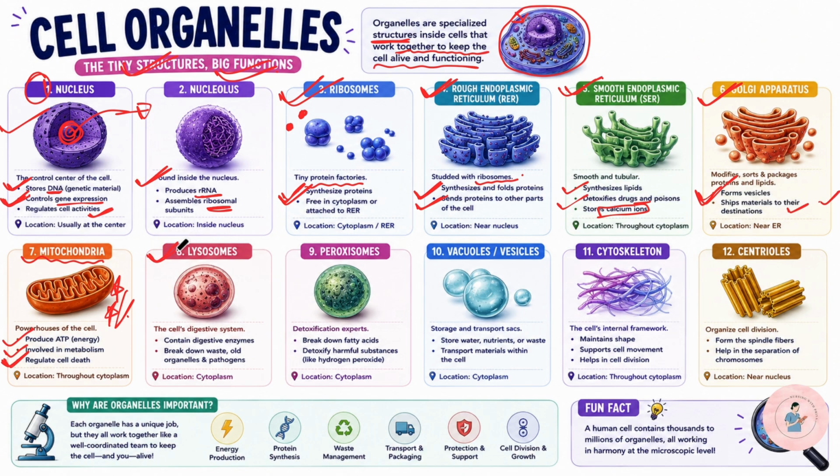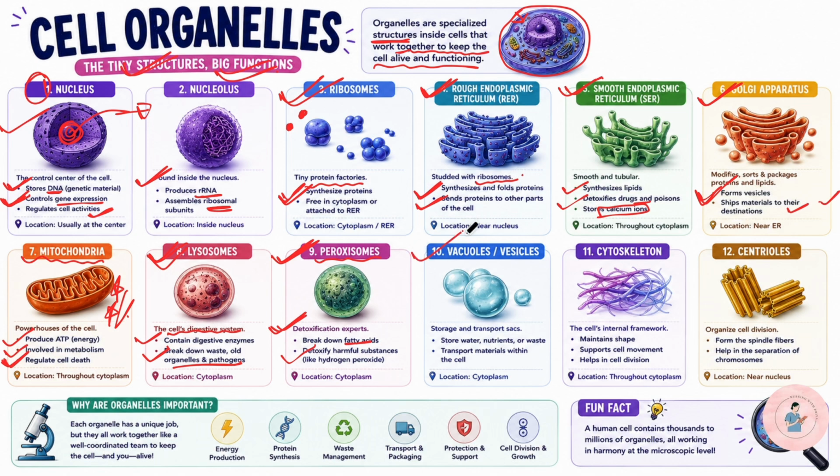The eighth one is lysosomes. Lysosomes are the cell's digestive system. They contain the digestive enzyme. They break down the waste and old organelles and pathogens. Ninth one is peroxisomes. Peroxisomes are the detoxification experts. They break down the fatty acids and detoxify the harmful substances.